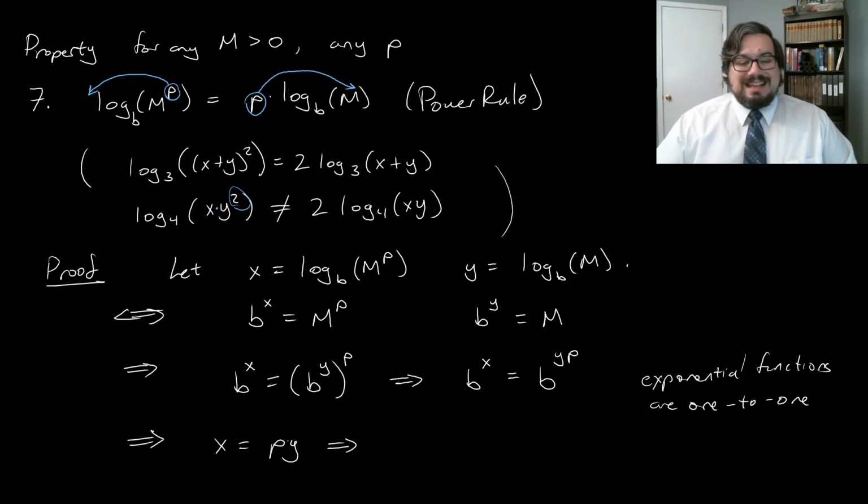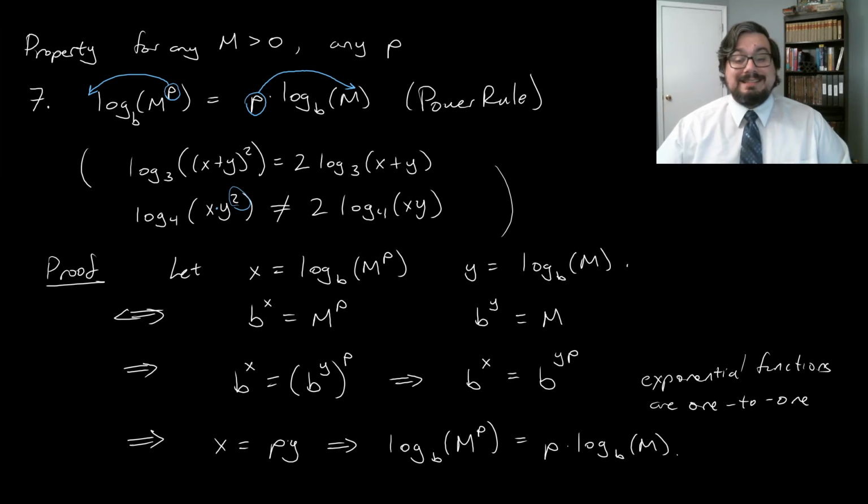So given all this, x has to equal p times y, but x was exactly the logarithm with base b of m to the p, and y was exactly the logarithm with base b of m. So that exactly gives us the power rule. The log of m to the p is equal to p times the log of m. Let's see how we can apply this.